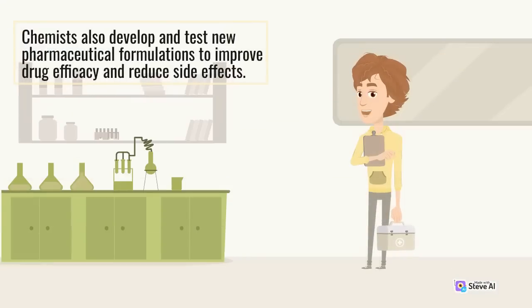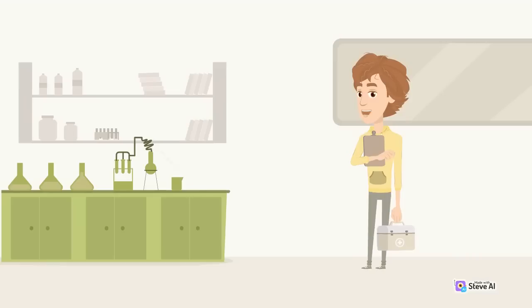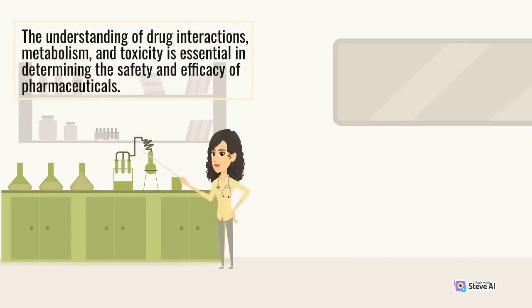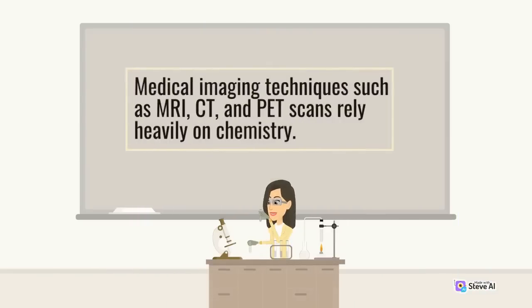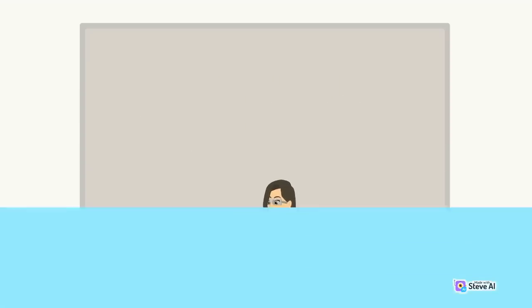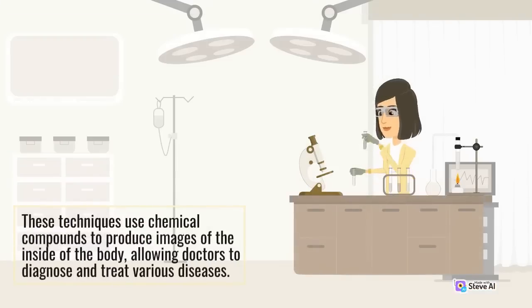Chemists also develop and test new pharmaceutical formulations to improve drug efficacy and reduce side effects. The understanding of drug interactions, metabolism, and toxicity is essential in determining the safety and efficacy of pharmaceuticals. Medical imaging techniques such as MRI, CT, and PET scans rely heavily on chemistry. These techniques use chemical compounds to produce images of the inside of the body, allowing doctors to diagnose and treat various diseases.